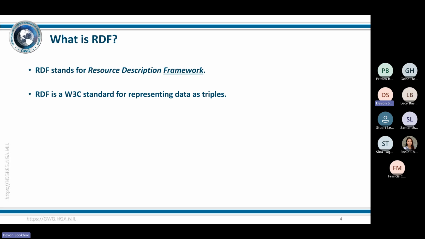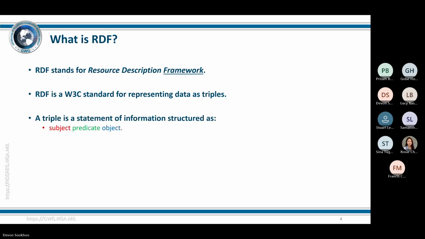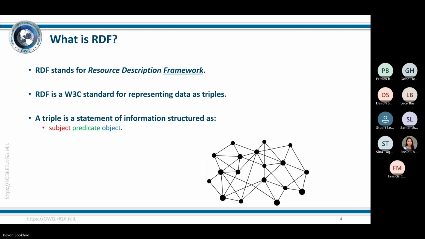So I'll start with the basics: what is RDF? I realize that this is very new for a lot of people, so I'm really trying to break this down so it's a little bit more familiar to everyone. RDF stands for the Resource Description Framework. It's a W3C standard for representing data as triples. A triple is a statement of information structured as subject, predicate, object. And these triples come together to form a graph-like structure that we call a knowledge graph.